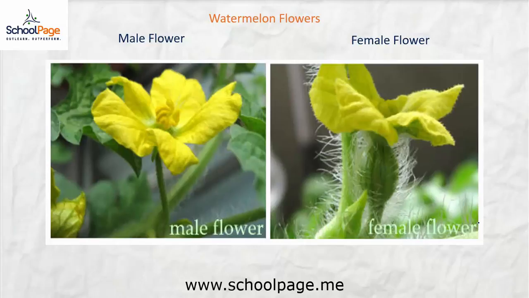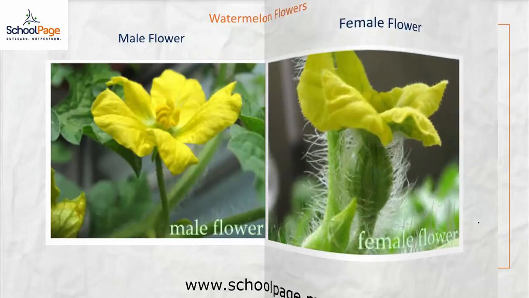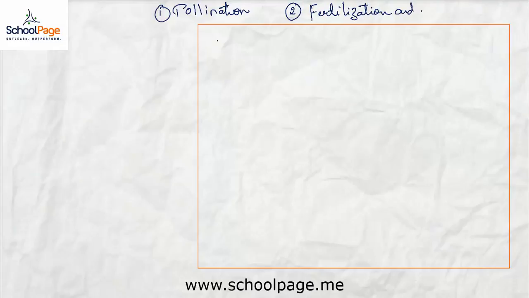Now let us move on and understand how the flowers become fruit. The transformation of flower to fruit involves two important stages. The first stage is pollination, and the second stage is fertilization and development. These are the two stages which are involved in the transformation of flower to fruit. So the first stage is pollination.